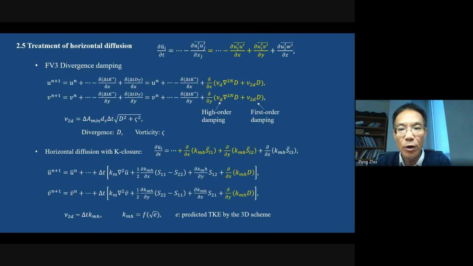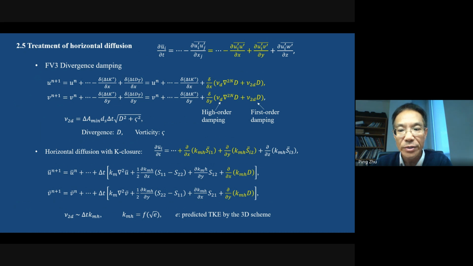Finally, the treatment of horizontal mixing. HAFS uses the FV3 dycore, which uses the so-called divergence damping to account for the horizontal diffusion of the terms in yellow. It consists of first order and high order damping. The damping coefficient of first order damping is parameterized by the divergence and the vorticity, which is similar to the 2D Smagorinsky scheme. Note that HAFS uses a 1D EDMF TKE scheme to parameterize the vertical mixing.